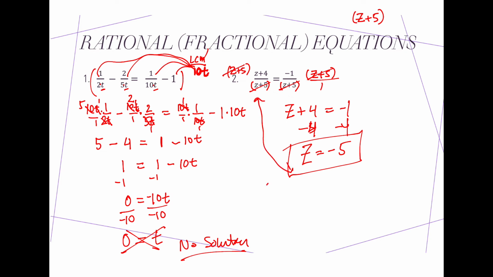Look what happens if I plug it in on bottom. We have a problem. z plus 5 gives me 0 in the denominator. So again, just like previously, this cannot be a solution because, yes, it makes the two sides equal to each other, but it also, at the same time, gives us a 0 in the denominator, and so there would be no solution here as well. This is why it's important to check your answers, especially for rational equations, for answers that actually give me a 0 in the denominator.